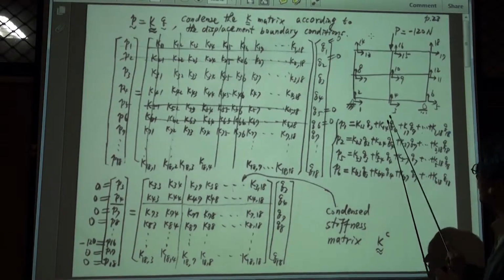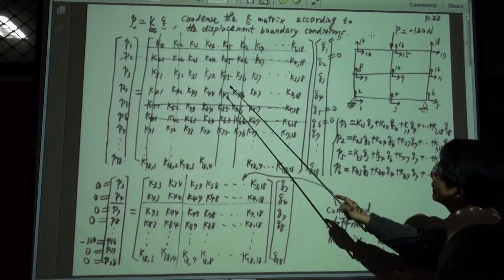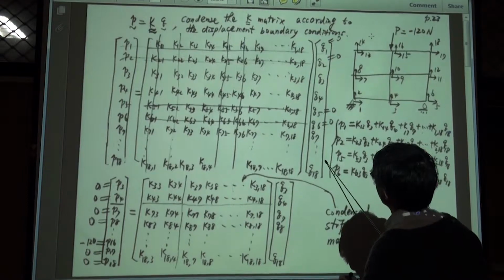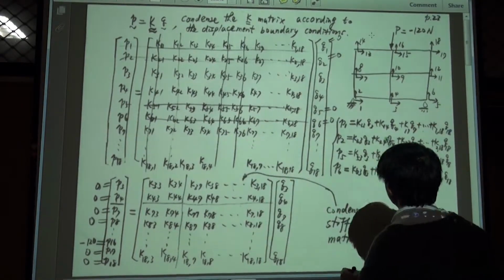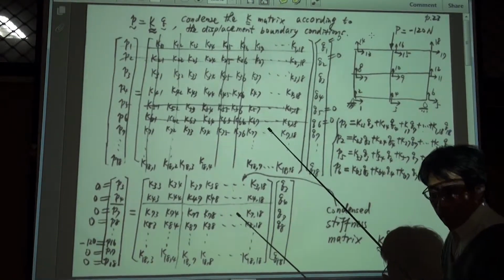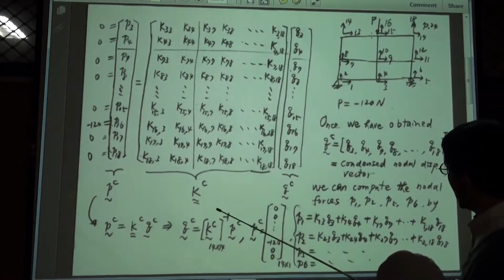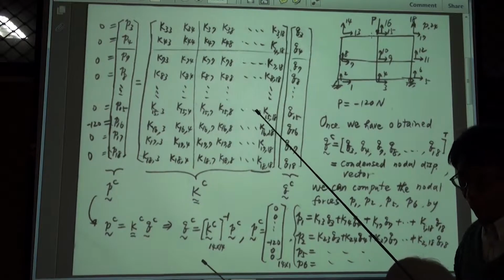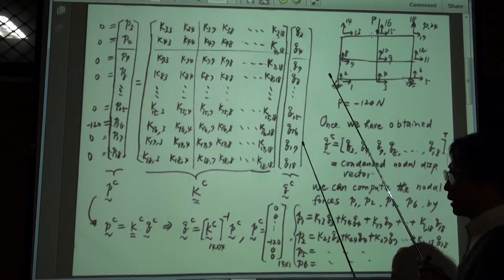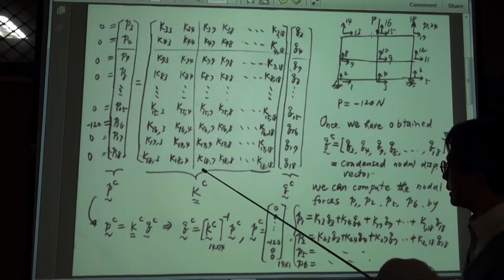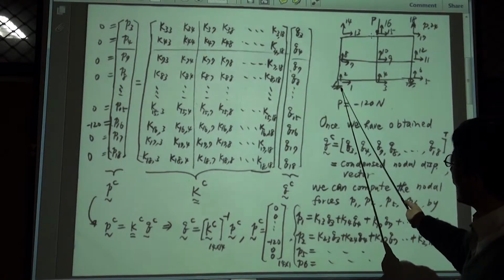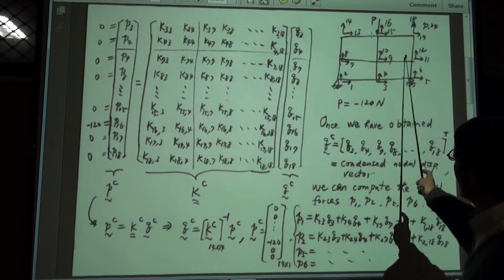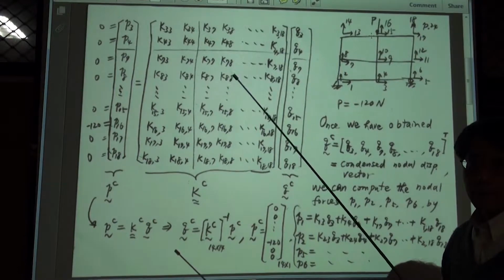Written right here. In the same way, this row and this column will give you P2, written right here. These are the formulas we need to calculate P1, P2, P5, P6. So after all these calculations, the reaction forces are known, and all the nodal displacements are known.